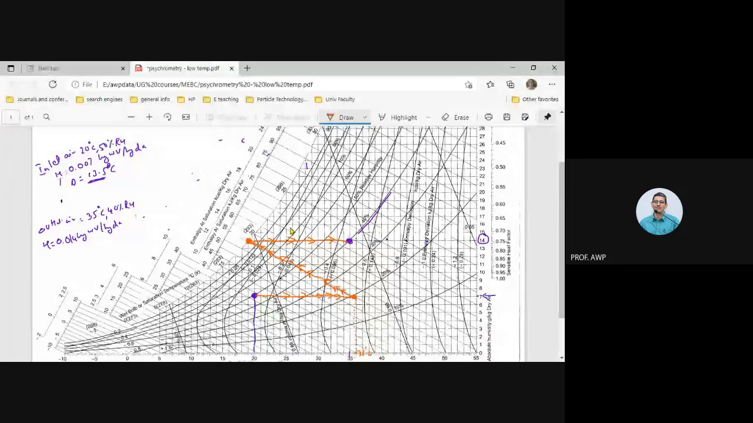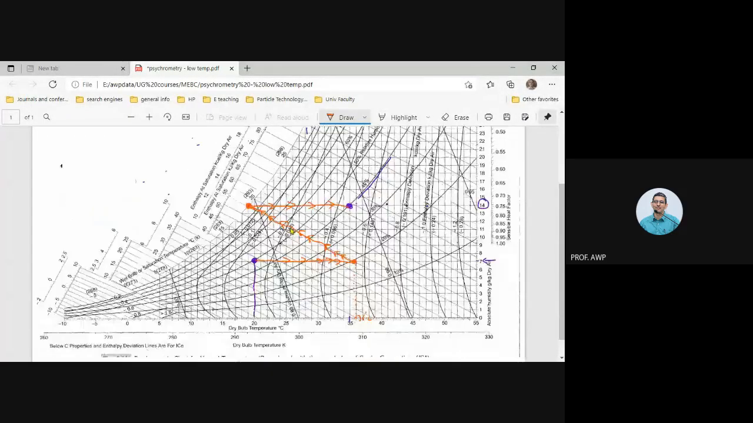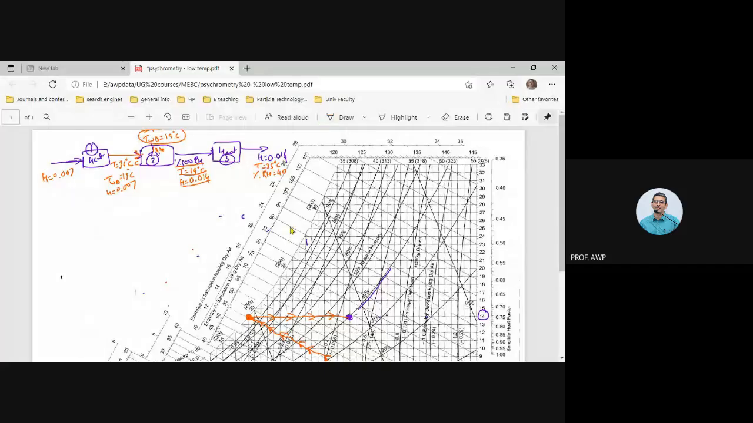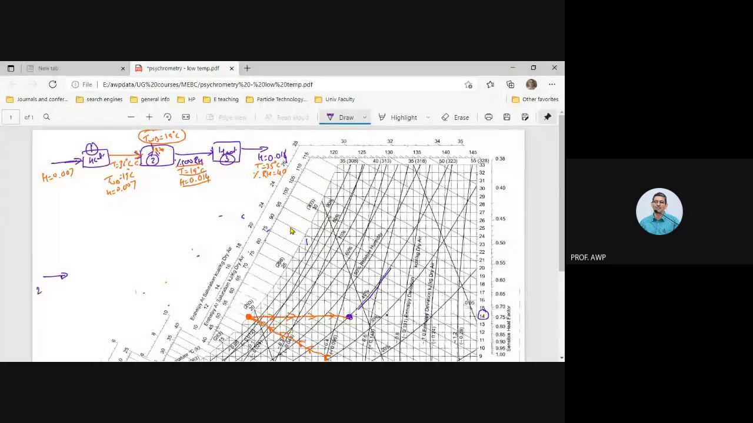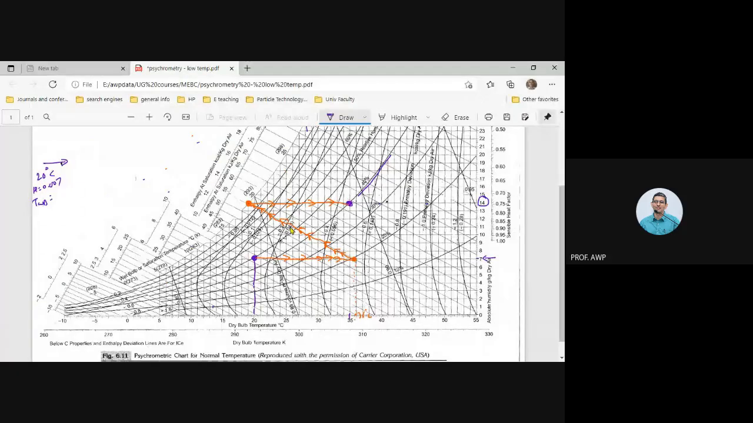Now to answer again, Arya, your doubt. If I do this without the initial heating, what will happen? I will spray water at the incoming wet bulb temperature. Right. Arya, are you there? Yes, sir. So I have 20 degrees centigrade, humidity is 0.007, and the wet bulb temperature is something like 13 and a half, 13.5 degrees centigrade.